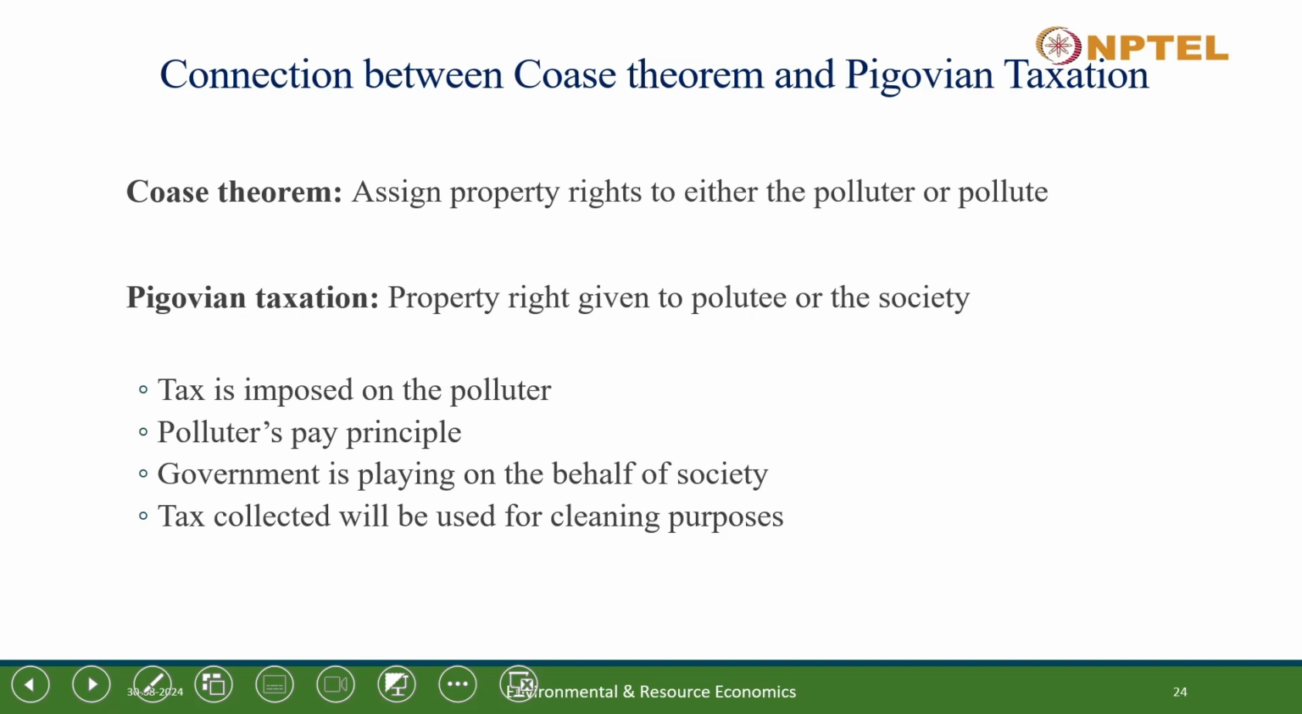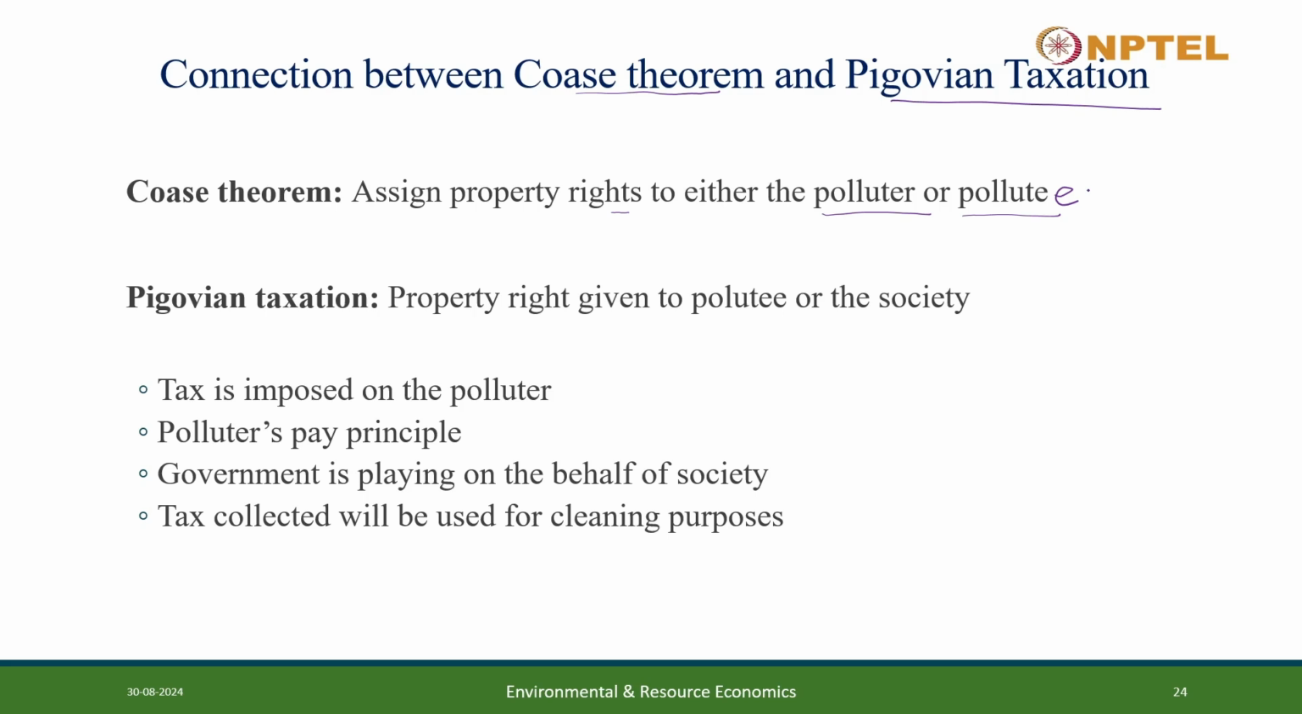Now we will try to connect the Coase theorem and the Pigouvian theorem. The Coase theorem says we have to assign the property right. It can be with the polluter or the pollutee, it doesn't matter. The initial assignment of the pollution right can be with either the polluter or the pollutee.